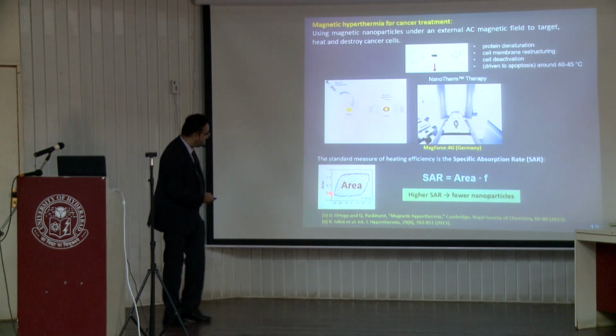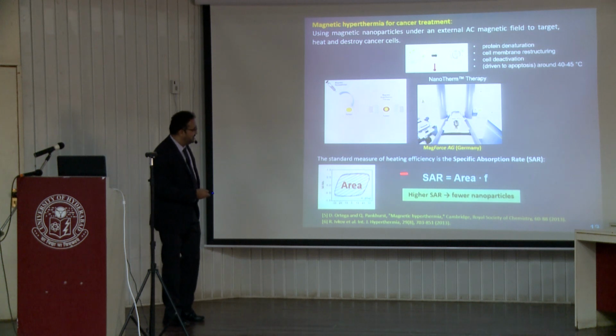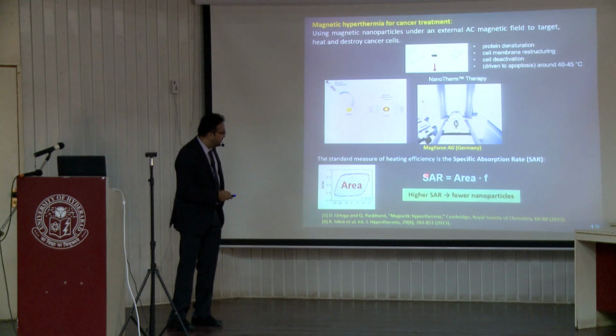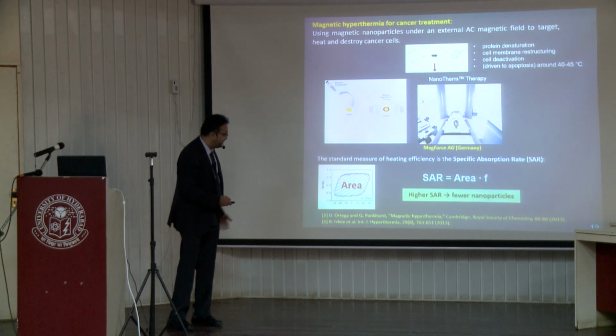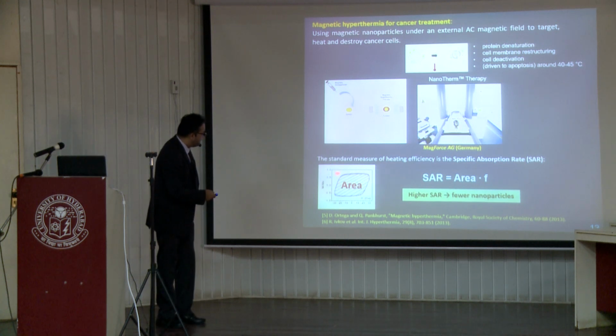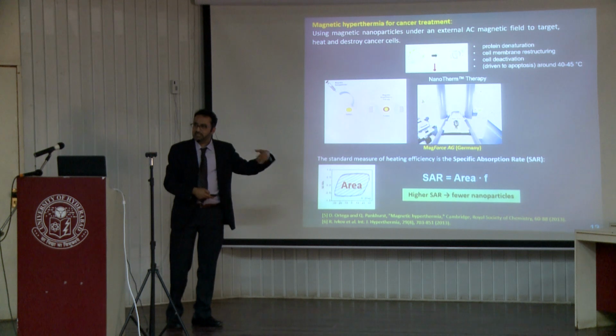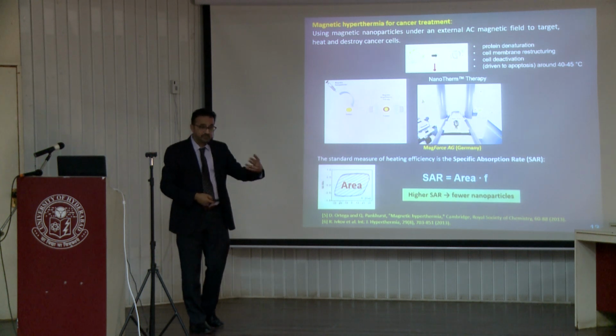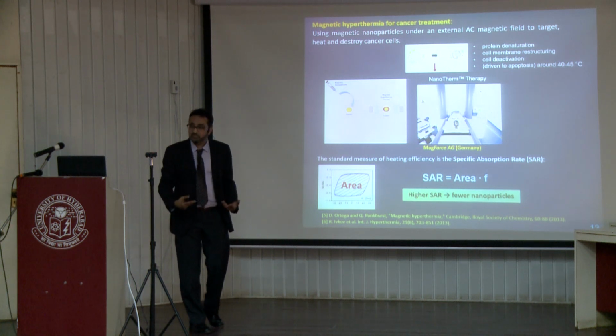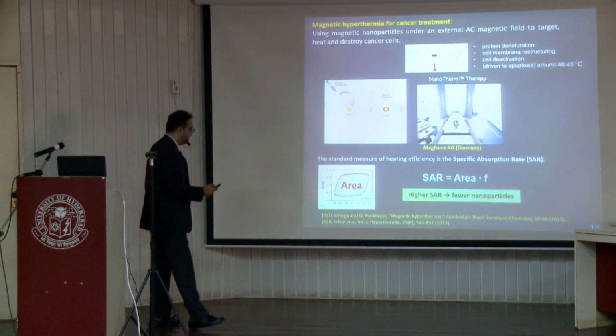So we want to maximize this area, and the figure of merit for this is what we call specific absorption rate, or SAR. It's also called specific loss power, SLP. It's one and the same. And what you want to do is maximize the area and multiply it by the external frequency that you apply. That's your figure of merit. You need to have a large SAR for the particles to be effective and the heating efficiency to be good. All right? So that's one of the conditions.